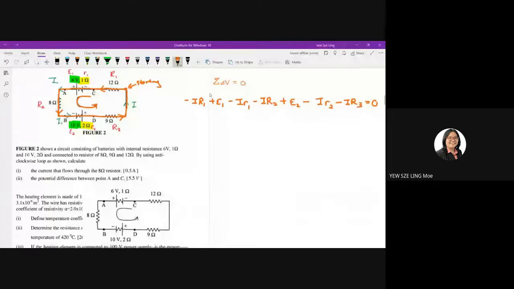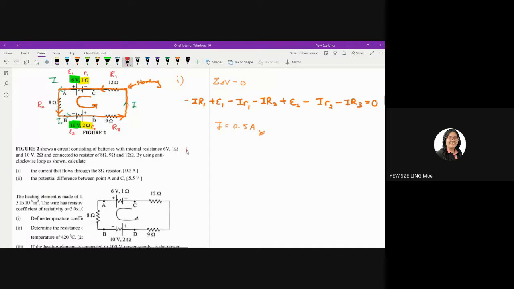So next, you just plug in the values, and eventually you should obtain I equals 0.5 ampere. So that is your question 1. Very simple compared to two-loop questions. You just need one equation. You start from Kirchhoff's second law, you form one equation, and then you will get the answer that you want.